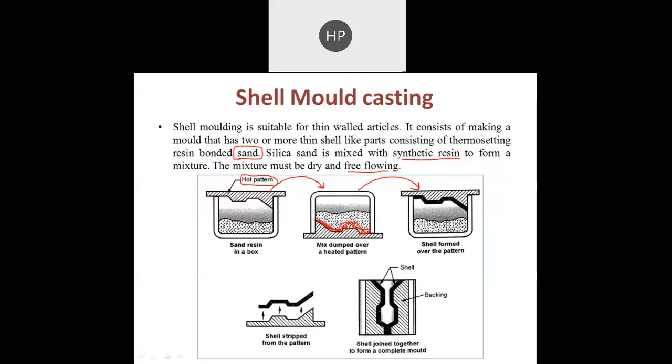After that we take out the pattern from the box. Okay, we take out the pattern from the box, and the shell which is generated over here is removed. Now this shell is put in a mold like this. These are the two halves. One half is over here, and again we will do the same procedure and make a second half. Okay, so this is the second half.